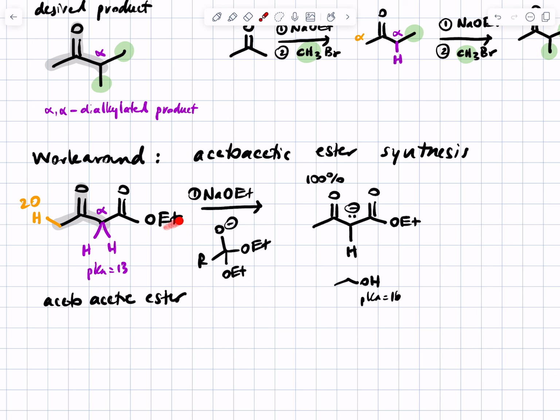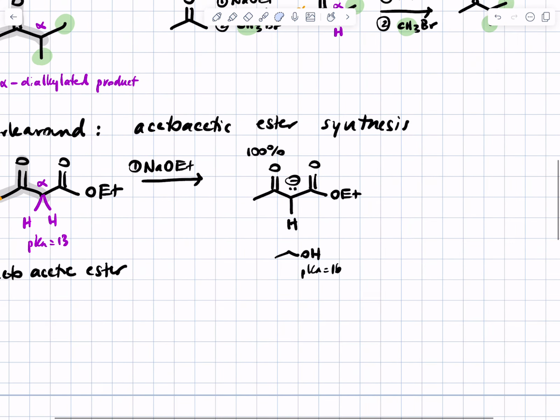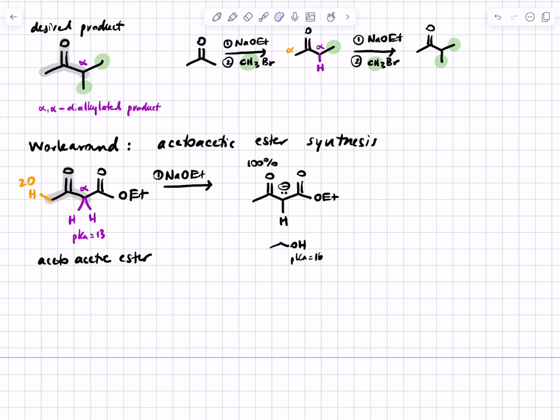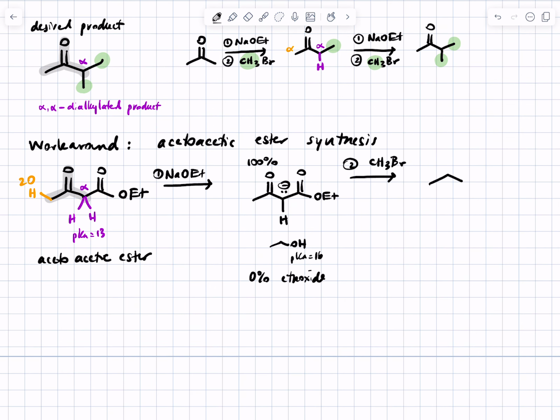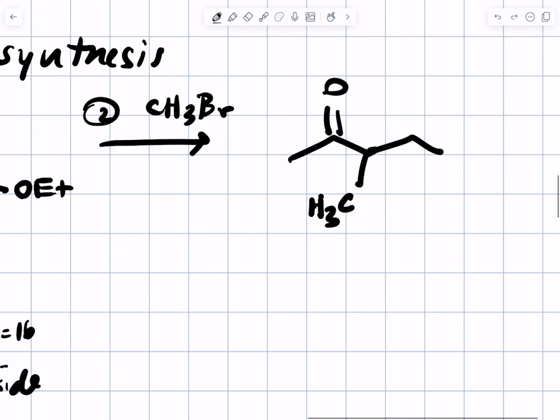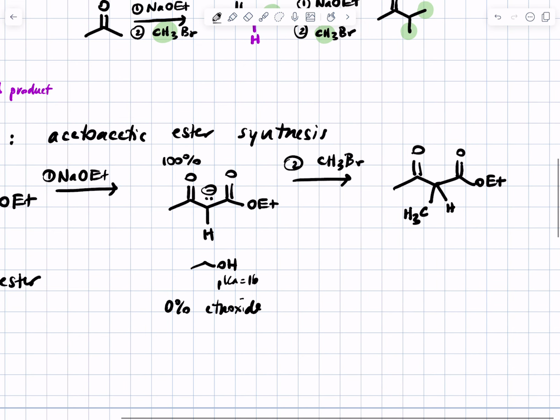Just understand this is why we're using that as opposed to something else. Okay, so you make the enolate, and notice that once you make that enolate, there is 0% ethoxide left. So now we are totally sidestepping the worry about the competing SN2 reaction with the ethoxide. Now the enolate reacts with the alkyl halide, and we've got one of our 2 methyl groups installed on the alpha carbon of my starting material.